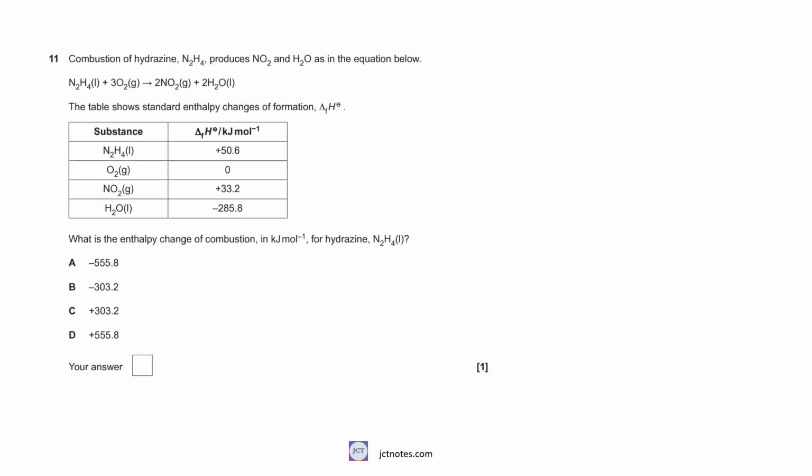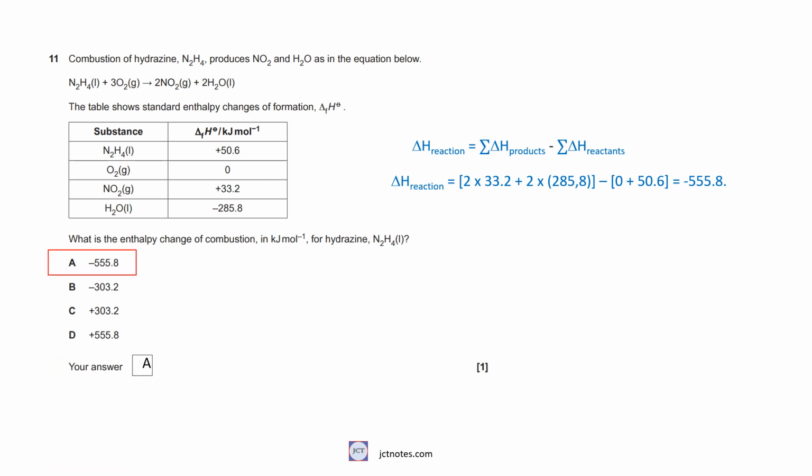In question 11, we are given the equation of combustion of hydrazine and a table showing the standard enthalpy changes of formation for each of the substances involved in the reaction. We are asked what is the enthalpy change of combustion for hydrazine, giving the answer in kilojoules per mole. Using the relation that the change of enthalpy of the reaction is the difference between the sum of enthalpies of the products and the sum of the enthalpies of the reactants, and the numbers given in the table, we obtain minus 555.8. The answer is A.